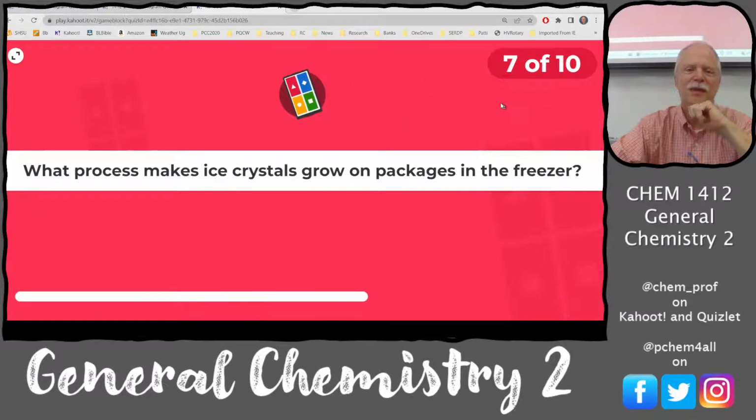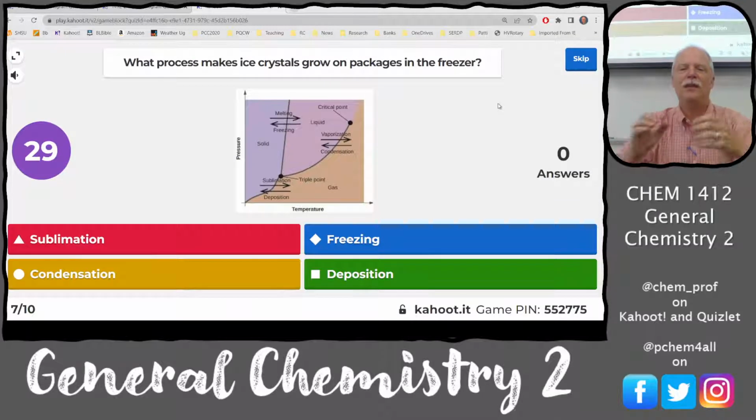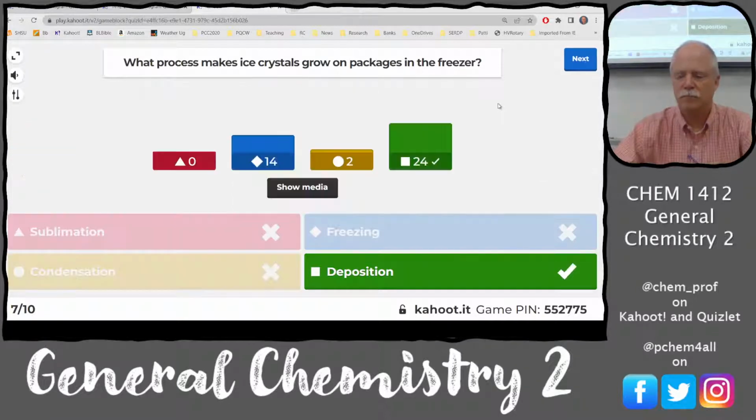What process makes ice crystals grow on packages in your freezer? All right, that's deposition. Freezing is going from liquid to solid. Since this is going from gas directly to solid, it's the companion to sublimation. Sublimation is solid to gas, deposition is gas to solid.